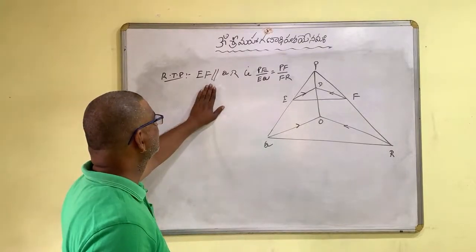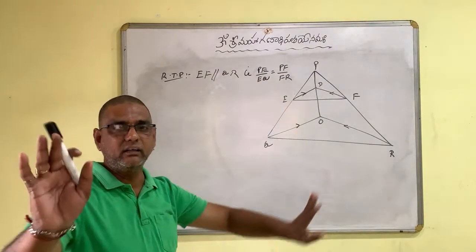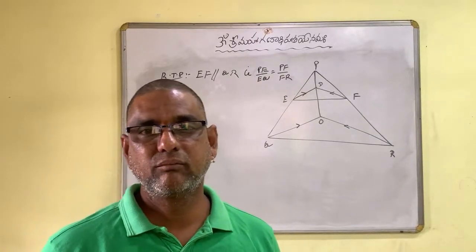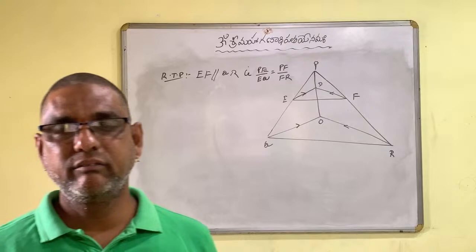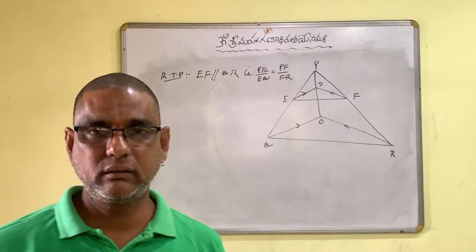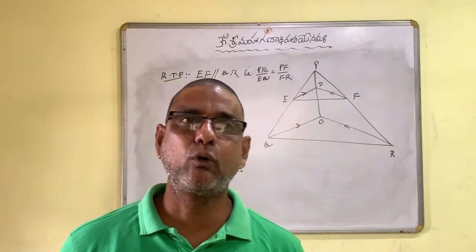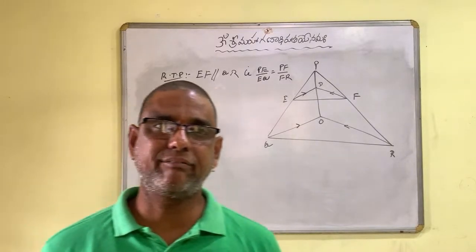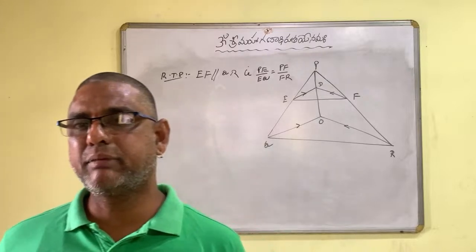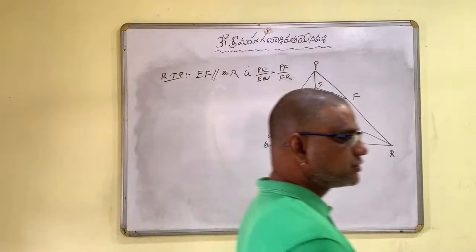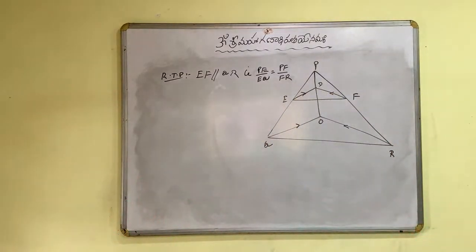To prove this, if we prove this, done. Once again, we have to prove EF parallel to QR. So for that, if we prove PE by EQ is equal to PF by FR, by converse of basic proportionality theorem, automatically EF parallel to QR. This is what we have to plan. This is the planning to solve this problem. Right.